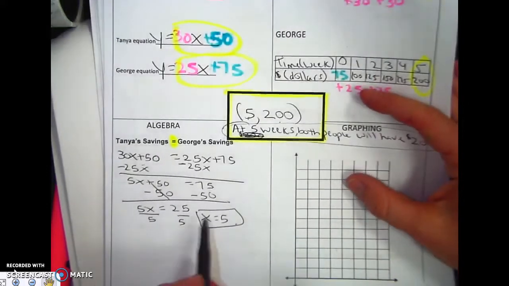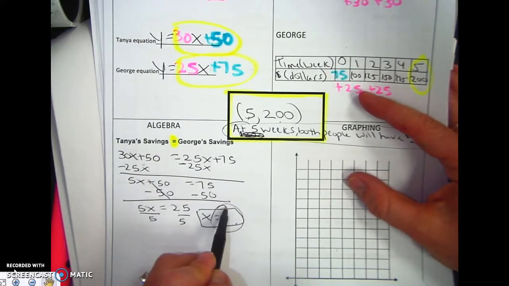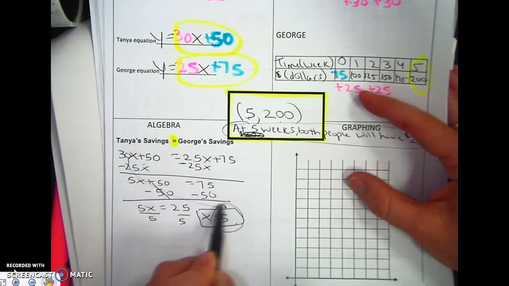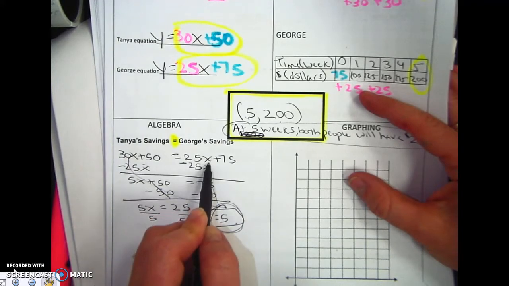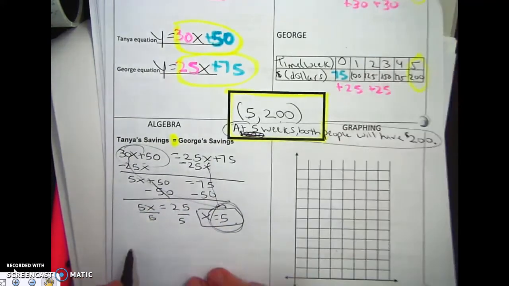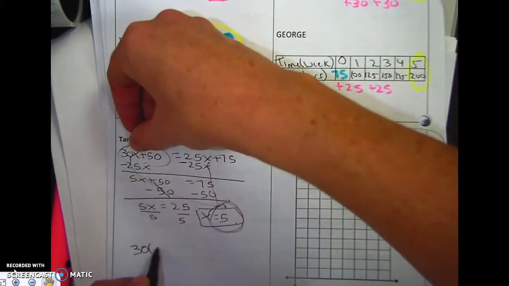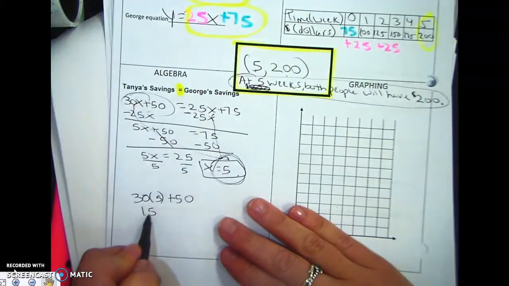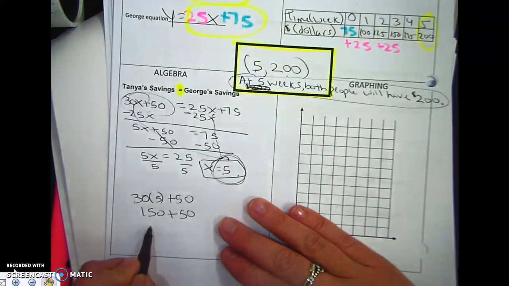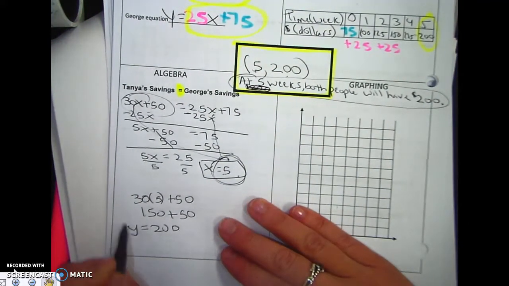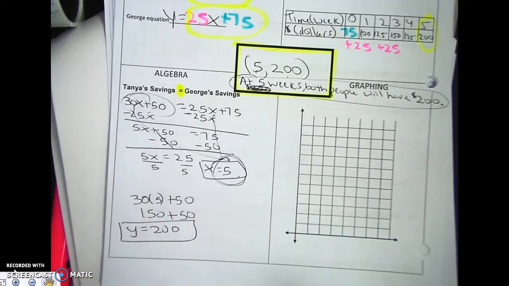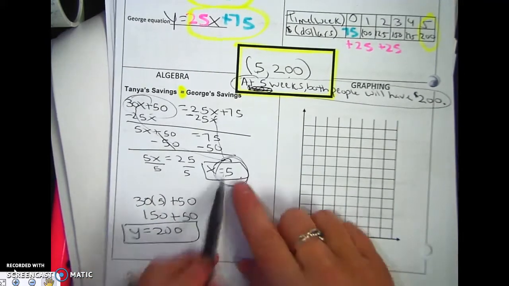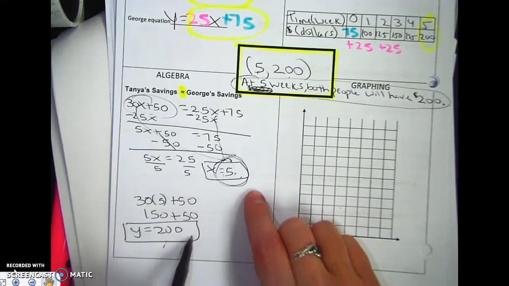The only thing left to do is get the y. So I can either take the 5 and plug it in for that x, or I can take the 5 and plug it in for that x. I'll just take this one because it's on the left. 30 times 5 plus 50. 30 times 5 is 150, plus 50 is 200. What is 200? My y. So now I've shown through algebra that the answer is (5, 200).